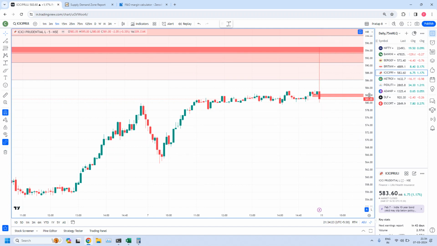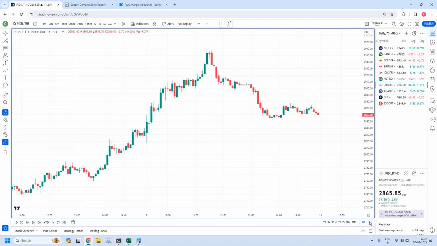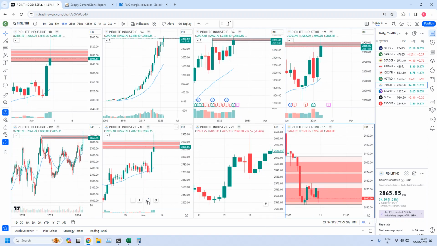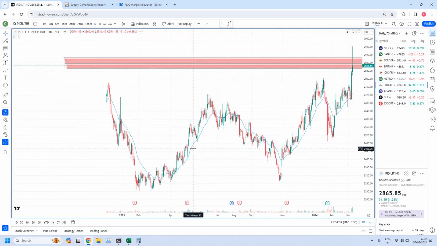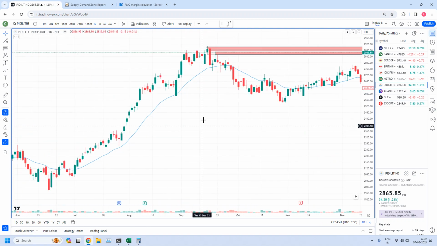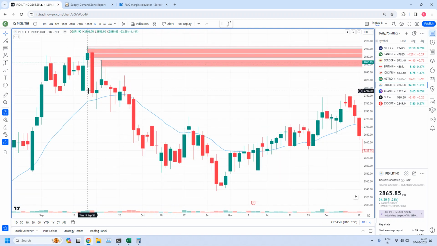And another one is Pidilite. Pidilite Industries is violated, and it is a daily or 75 minutes zone. Yeah, this is a daily zone, rally base drop, and this is from 16th September 22.